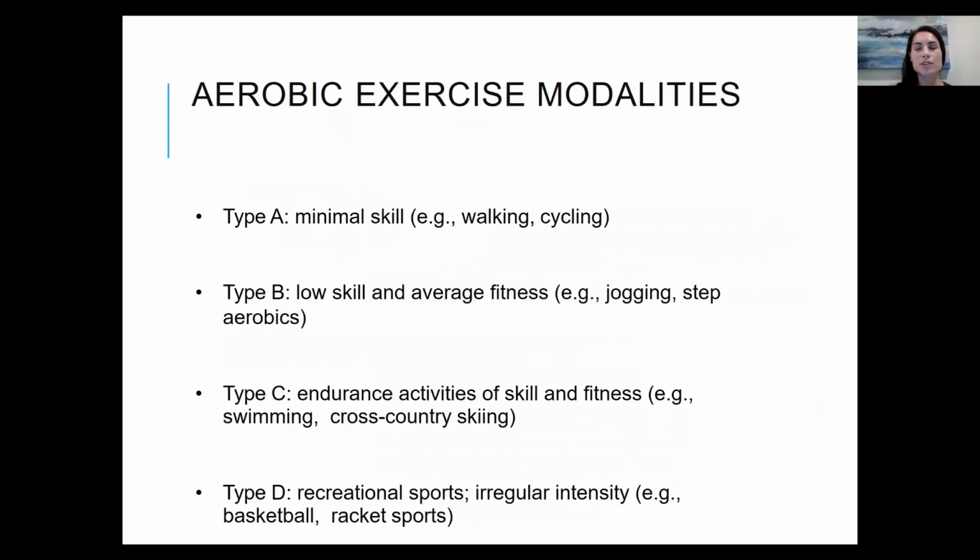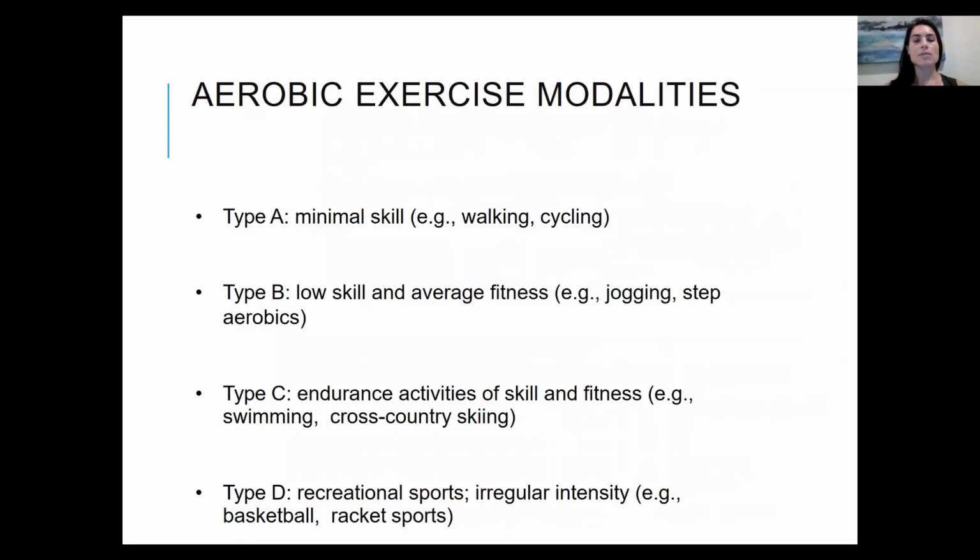Some people refer to cardiovascular exercise modalities as type A through type D. Type A are going to be those things that are very simple to do and every person hopefully can do them. That includes things like walking and cycling. Type B are going to be those that are low skill, average fitness level. So most people can jog and do some sort of stepping pattern.